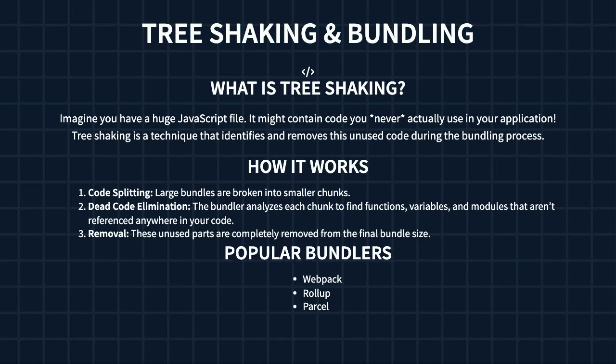Okay, let's talk about tree shaking. It's a super cool optimization for front-end developers. Basically, it's like a really smart way to reduce the size of your JavaScript files. Think about all those libraries you use. Sometimes you only need a small part of them. Tree shaking figures out which code is actually used in your application and automatically removes anything that isn't. It works by splitting up large bundles into smaller chunks, analyzing what's being used in each chunk, and then tossing the unused bits away. Some popular bundlers like Webpack, Rollup, and Parcel all support this feature.